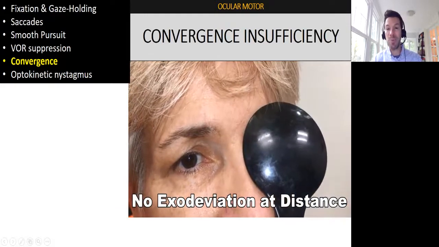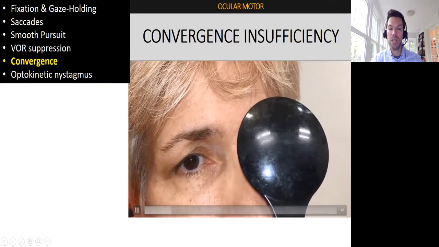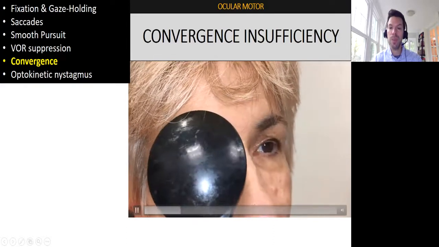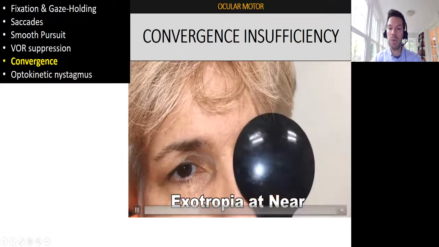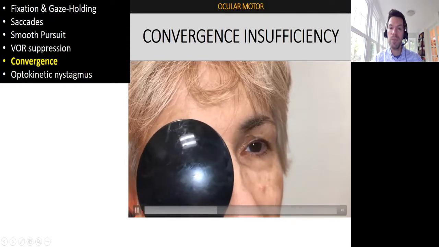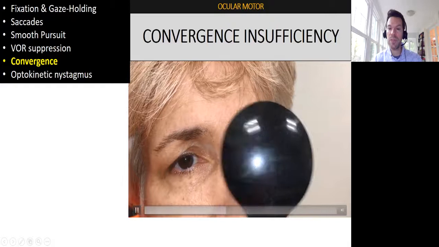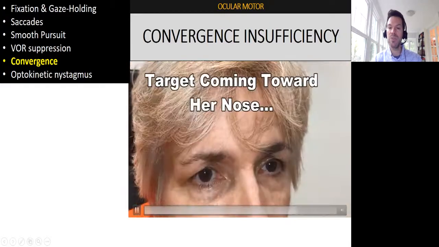This is a patient with PSP, progressive supranuclear palsy. You can see these square wave jerks, these saccadic intrusions, these back and forth. This is her fixating on a distant target and her ocular alignment is normal. Now she's looking at a near target. You see the left eye comes way in, the right eye comes way in, the left eye comes way in. This patient has convergence insufficiency.